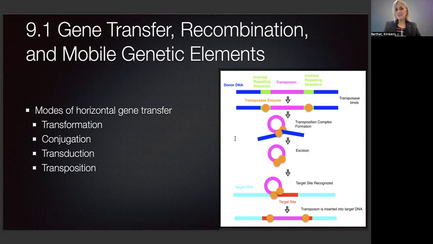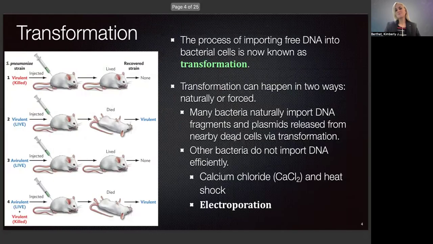Okay, a couple different types of horizontal gene transfer we're going to be covering is transformation, conjugation, transduction, and we'll include transposons, which is what we see in this image here. Okay, talking about transformation. So transformations were first discovered through experiments. Transformations can also now be forced in a laboratory. So they're natural and they happen on their own, but we can also cause this in the lab.